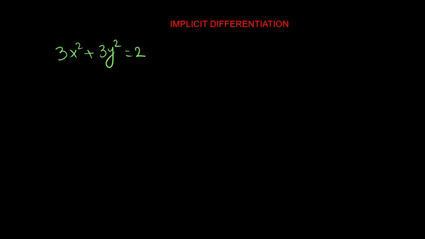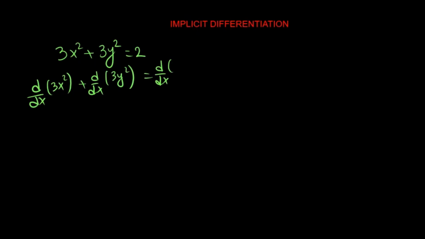the equal sign. We will do the derivative of these, and that would be equal to the derivative of this. Let's start. We have the derivative of the first term plus the derivative of the second term equals the derivative of the term on the right. This becomes 3 times 2x plus 3 times 2y times dy over dx. I am using the chain rule.